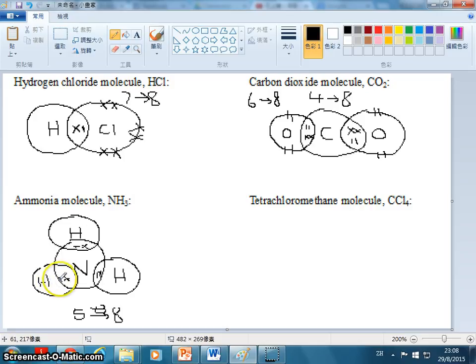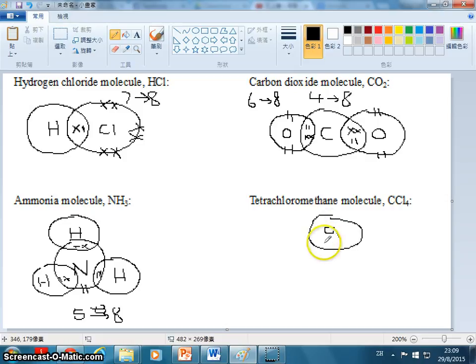So now nitrogen has used 1, 2, 3 electrons. So that's why 5 minus 3, you have 2 more electrons as a lone pair. So it is a very common mistake for students to join these lone pair electrons. Be careful of that. So for tetrachloromethane, chlorine has 7 electrons.